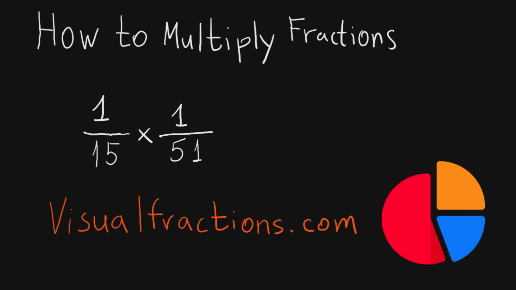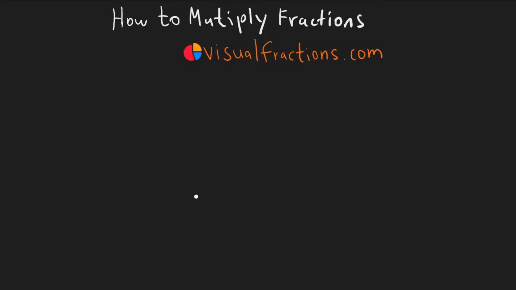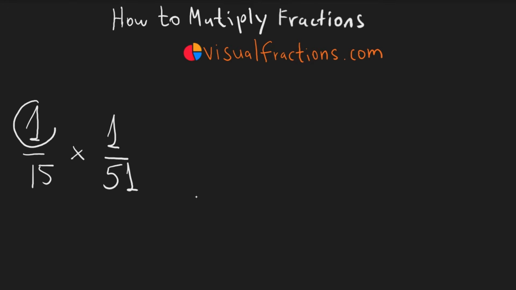Welcome to the visualfractions.com YouTube channel and this tutorial on how to multiply fractions, specifically 1/15th by 1/51st. In this case, the first fraction has a numerator of 1 and a denominator of 15, while the second fraction has a numerator of 1 and a denominator of 51.